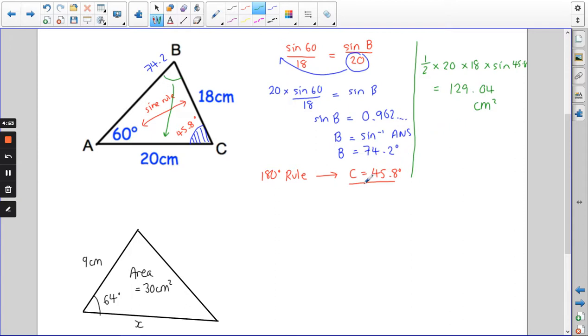So a bit of mucking around on that one, but a question like that in an exam would be worth about 6 marks. So you do get well rewarded if you have to do lots of steps.